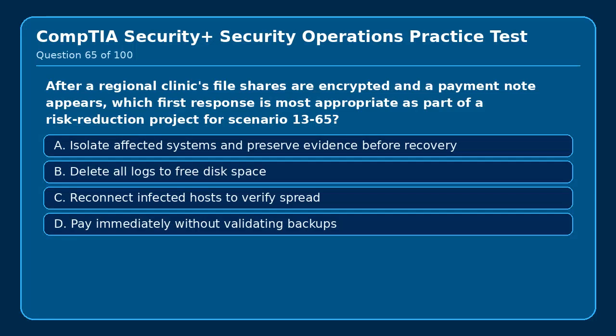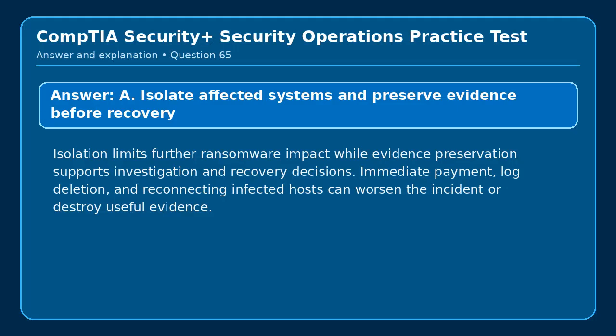Question 67. Which clue best indicates spear phishing against an executive at a school district during a service reliability review for scenario 13 to 67? A. A blocked inbound ping from a scanner. B. A routine patch notification from the approved portal. C. A highly personalized email referencing a real project and asking for urgent action. D. A broadcast outage affecting all switches. Take a moment to choose your answer.